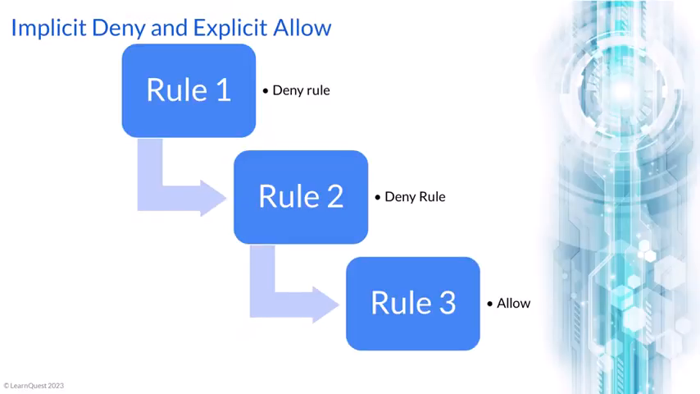Now let's discuss two fundamental approaches, default deny and default allow. Default deny means that all traffic is blocked by default unless explicitly allowed through rules. On the other hand, default allow permits all traffic unless specifically blocked. Default deny is generally considered more secure as it forces you to explicitly define what's permitted.